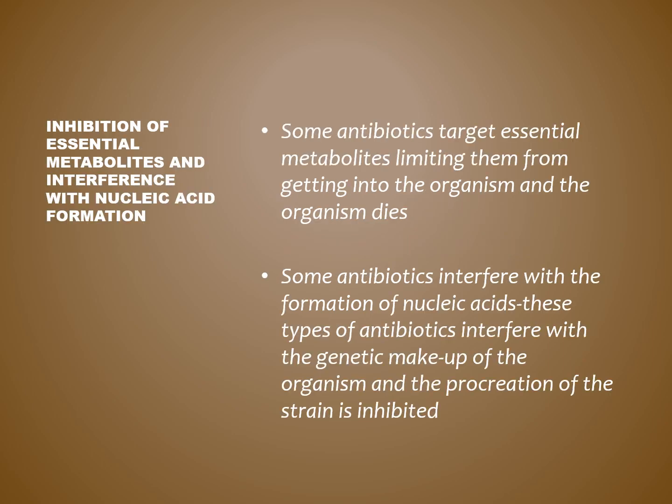And then modes 4 and 5 would include inhibition of the essential metabolites and interference with nucleic acid formation. So some antibiotics target the essential metabolites, limiting them from getting into the organism, and then the organism dies. And some antibiotics interfere with the formation of nucleic acids, and these types of antibiotics interfere with the genetic makeup of the organism.